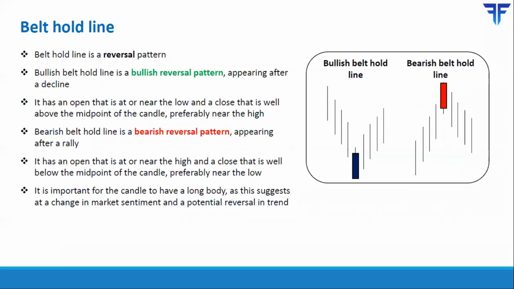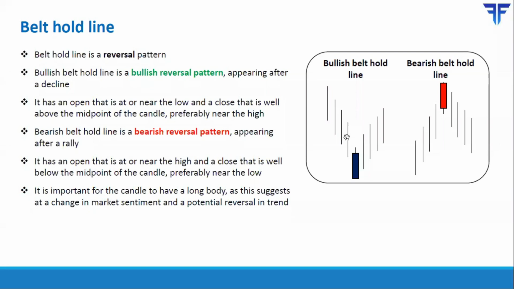So that's it about the hammer family, wherein we saw four single candlestick patterns: the hammer, the inverted hammer, the hanging man, and the shooting star. Hammer and inverted hammer are bullish reversal patterns, while shooting star and hanging man are bearish reversal patterns. Now we'll move to the next candlestick pattern, which is the belt hold line.